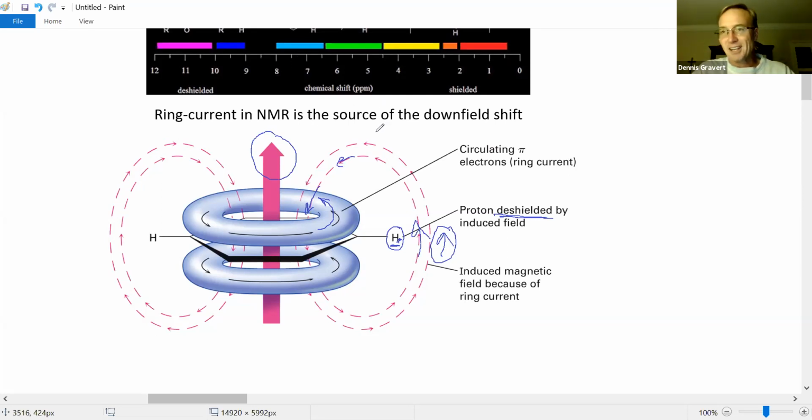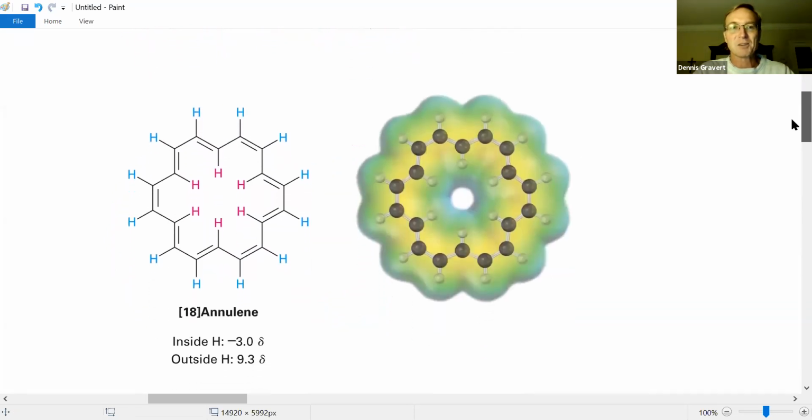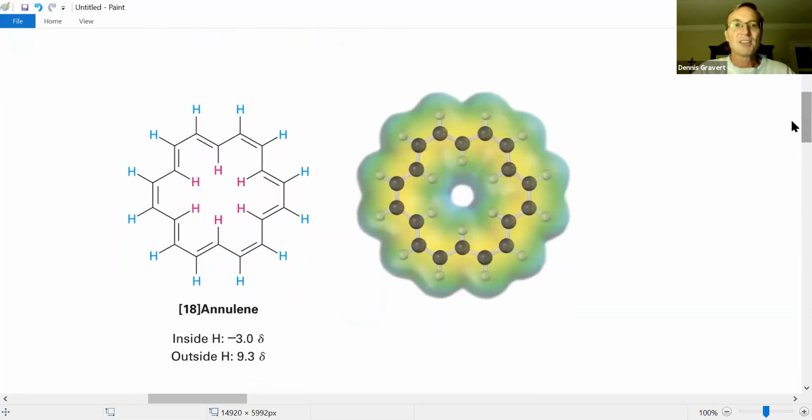Well, that's a neat theory. Do we have any evidence to support it? Take a look at this crazy molecule, 18-annulene. So this is a huge ring, and it's so big, there's enough space in the middle that you can actually have hydrogens in there. So it's a ring. It's cyclic.